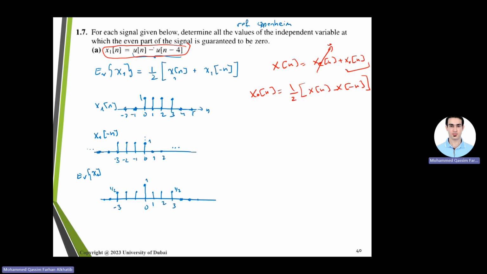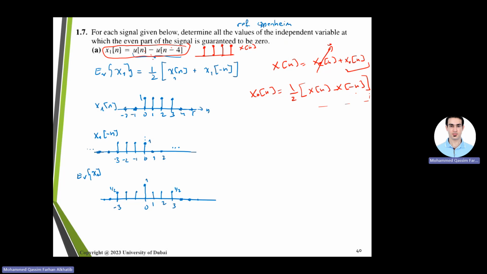All right, so let's look at this function. Let's draw it. u of n minus u of n minus 4, I know it's going to be what? How many pulses? 4, at 0, 1, 2, 3. So that's my original sequence, that's x of n. By the way, when you have this expression, don't apply the formulas to u of n and u of negative n. It will become very complicated. Just look at the drawing, then apply the time reversal to the drawing. It will be way easier.